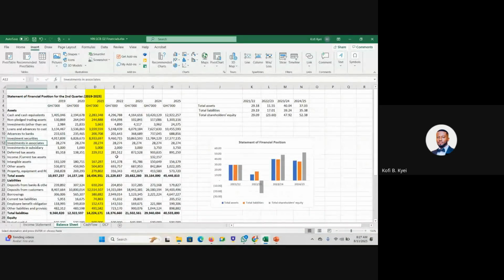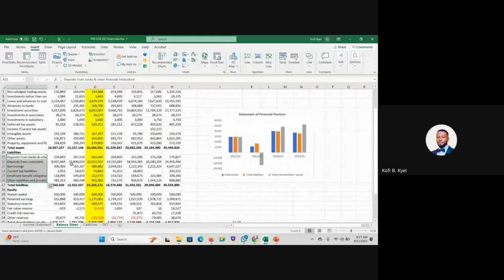Investment in associates, associate institutions of the institution. Investment in subsidiaries, UCB has a lot of subsidiaries, so they make investments in those subsidiaries. Subsidiaries are, let's say, departments of the bank. Deferred tax assets are taxes that haven't been paid, so they have been deferred. Those are termed as cash or monies that still belong to the business. So all these things are the assets of the business. Liabilities are the items that have to be paid, that is owed.